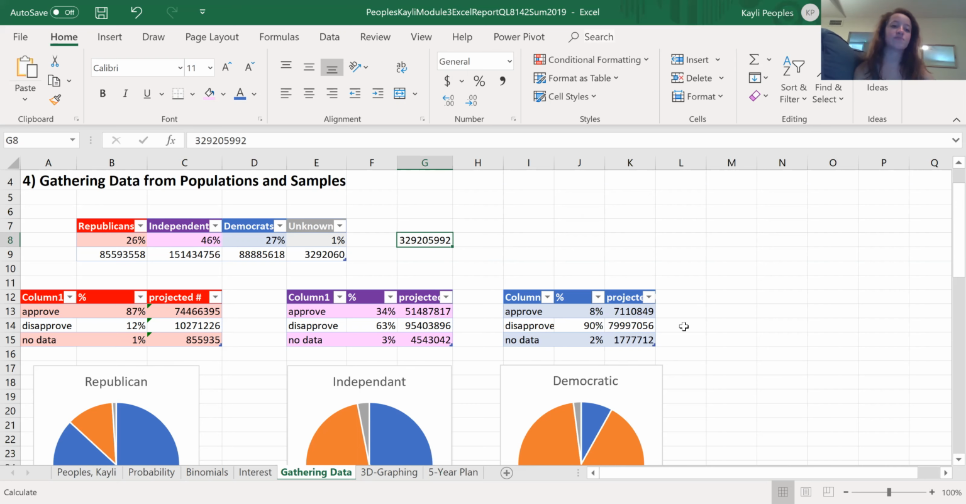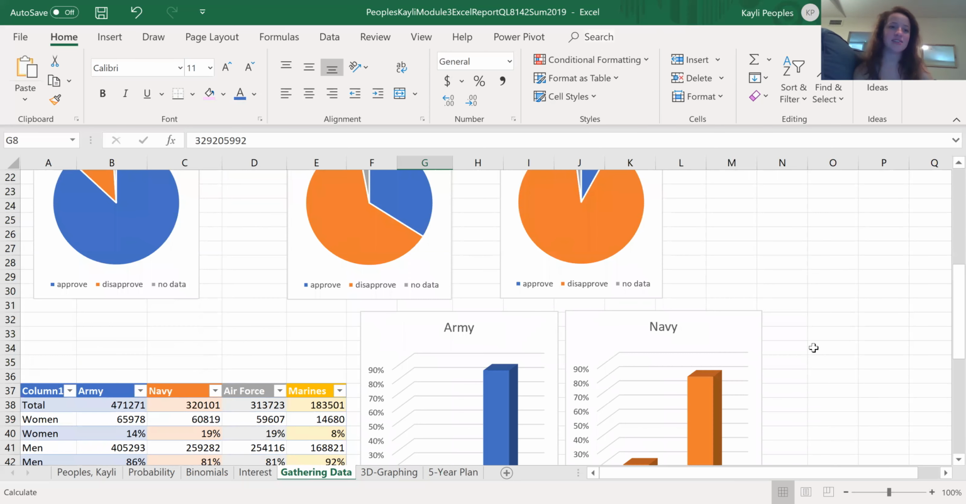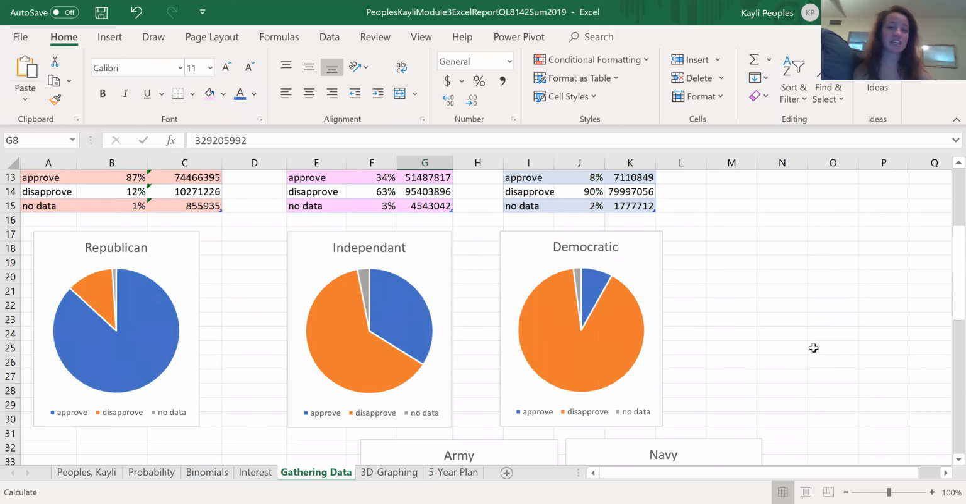So 87% of Republicans approve, as you'd kind of expect, and 90% of Democrats disapprove. And it's closer to even for the Independents, but still leans to disapprove. And there are the numbers on that you guys can read. And then it's put in a pie chart so you can just kind of see it. Disapprove is orange, approve is blue, and no data is gray.